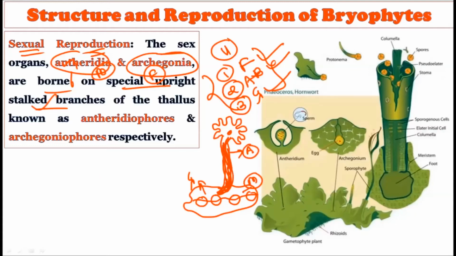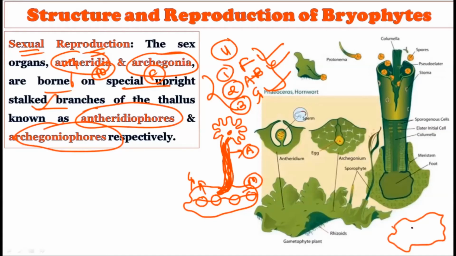The special stalk branches of the thallus are known as the antheridiophore and archegoniophore respectively. Of course, there will be another thallus which is the female thallus, and from this female thallus the archegoniophore also grows upright, and it also forms the stalk. Okay, so this is how the female thallus is there. So male thallus produces the antheridiophore and the female thallus produces the archegoniophore. Both male and female thallus, as you know, produce the gemma cups. So antheridiophores bear the male sex organ which are born on the male thallus, and the archegoniophore bears the female sex organs which are born on the female thallus respectively.